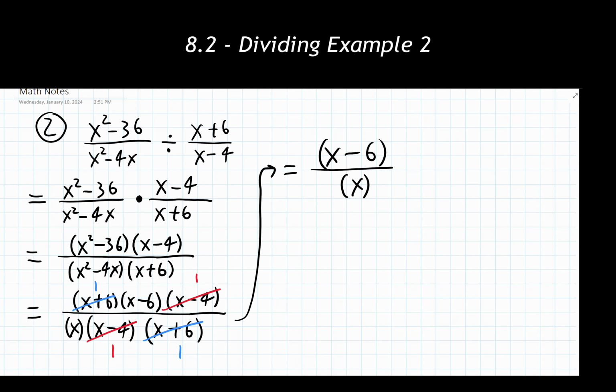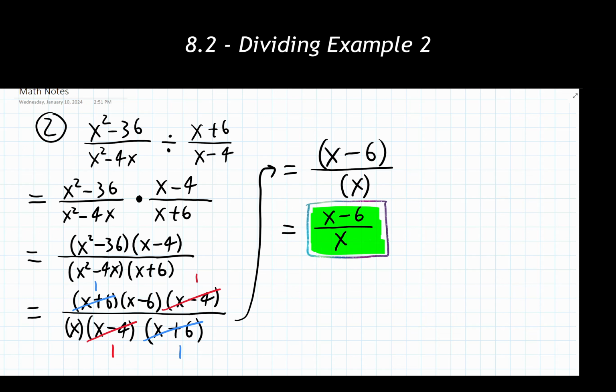I cannot factor anything else out, meaning I therefore cannot cancel anything else out. So let's do one final rewrite just to drop those parentheses. We aren't needing them anymore. And therefore we have our final answer of x minus 6 over x.